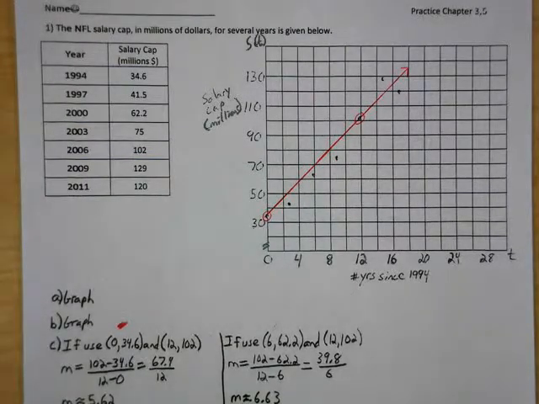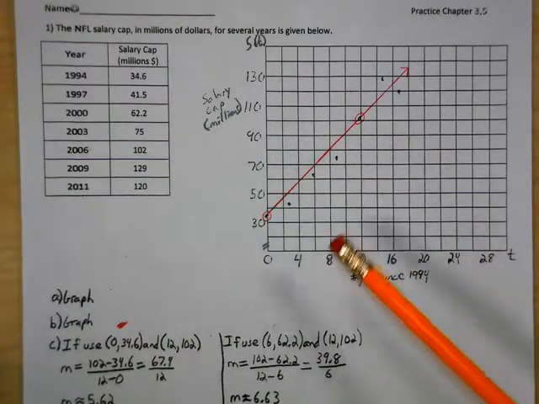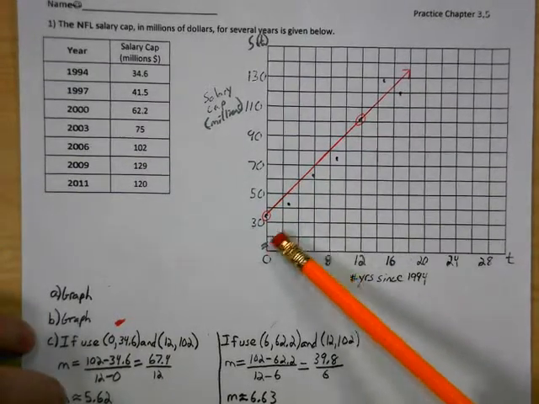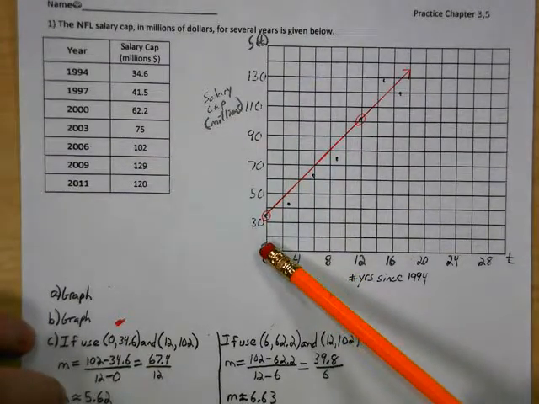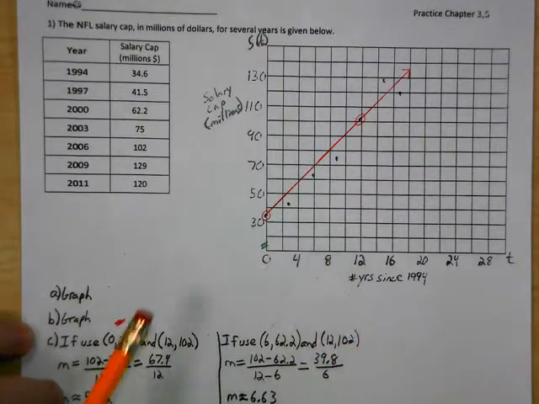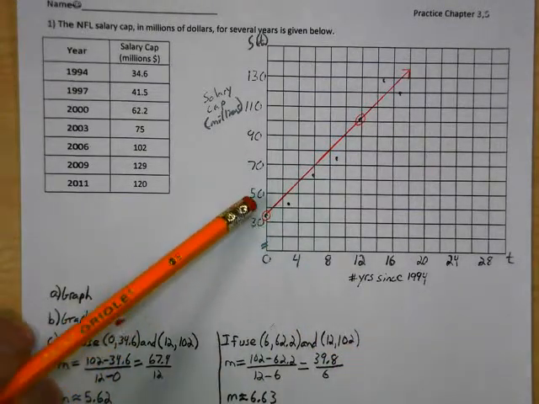Okay, so this is the answer key for the practice for chapters 3 and 5, which was drawing linear models and function notation. So the first question was the NFL salary cap in millions of dollars. So I have the scatter plot here, and it's not too crazy of a scatter plot. You notice that I did a broken line on this. It wasn't really necessary to do that, but I wanted to go up by tens.